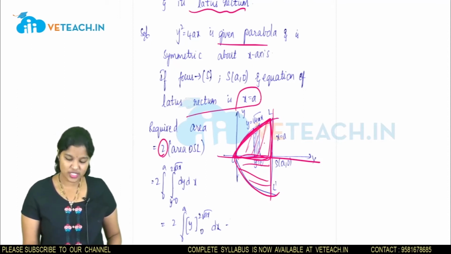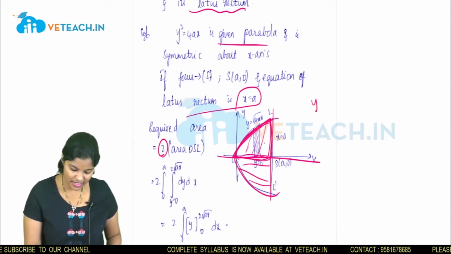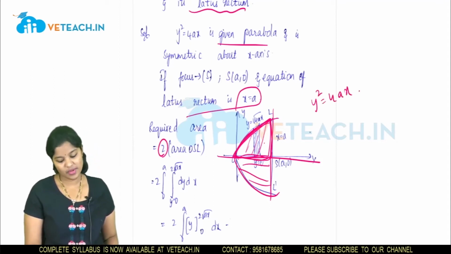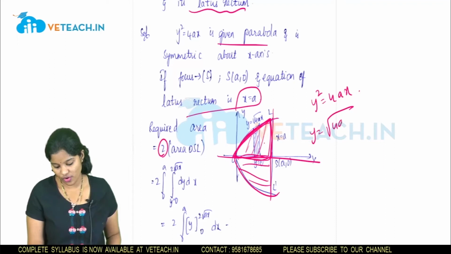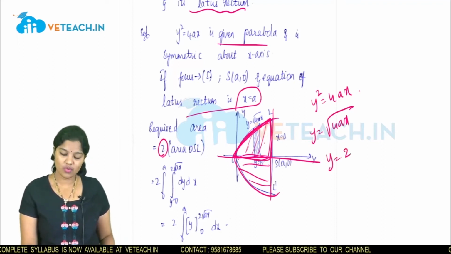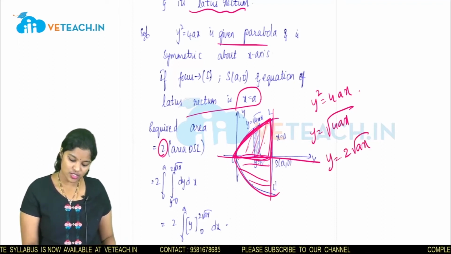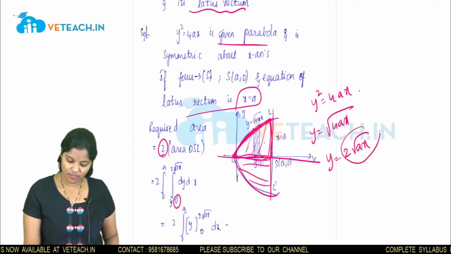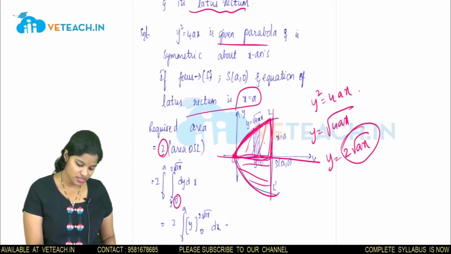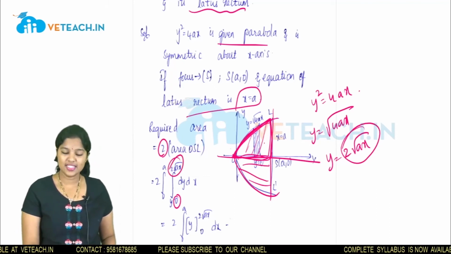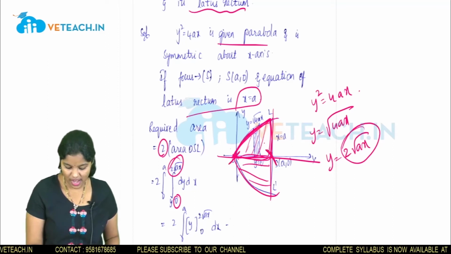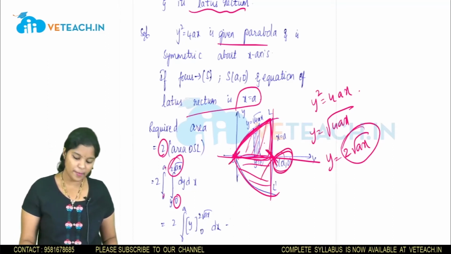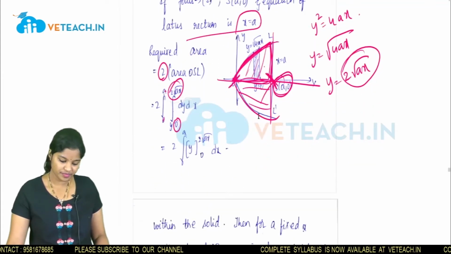Now the integration limits. What they gave in the question is y square equals 4ax. That means y equals root of 4ax, that is y equals 2 root ax. So y ranges from the origin 0 to 2 root ax, and x ranges from 0 to a, since the latus rectum point is a, 0. So x ranges from 0 to a. Now simply integrate it.